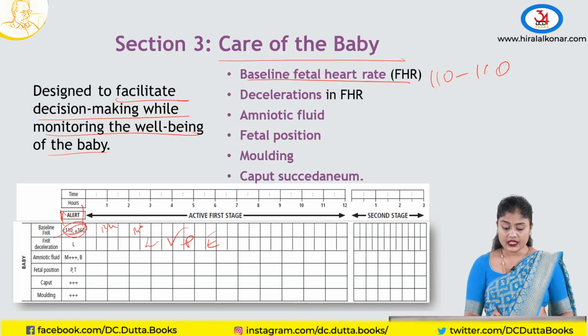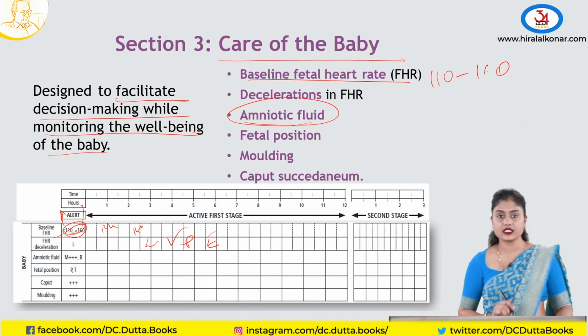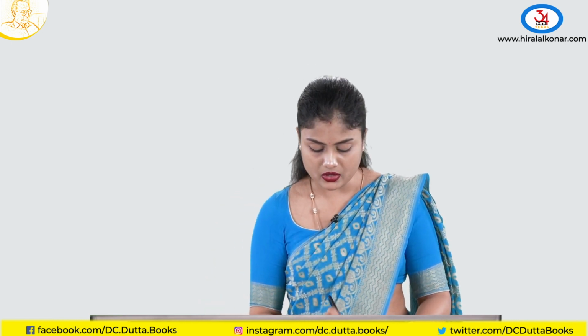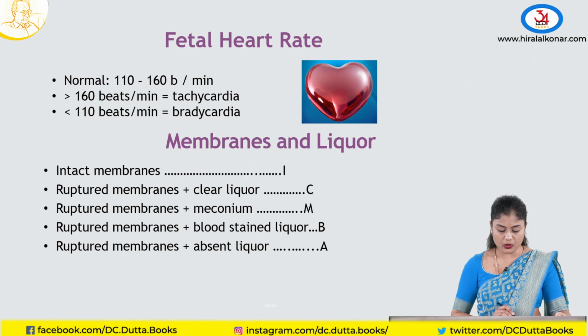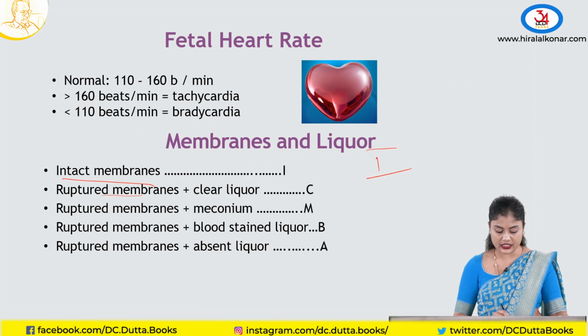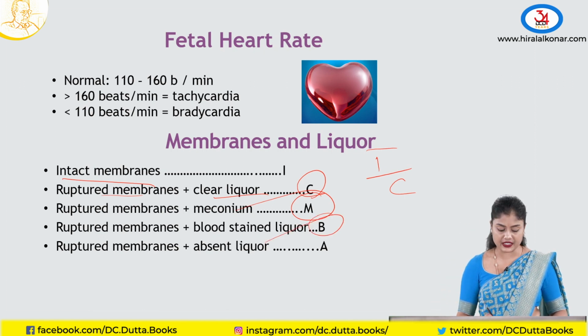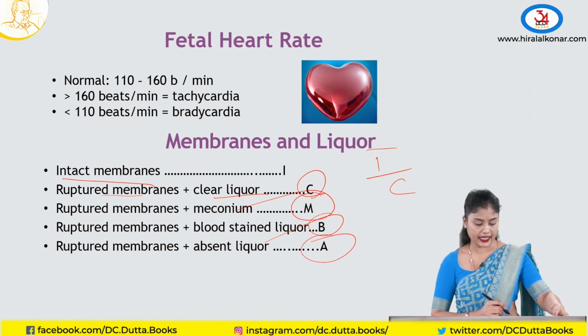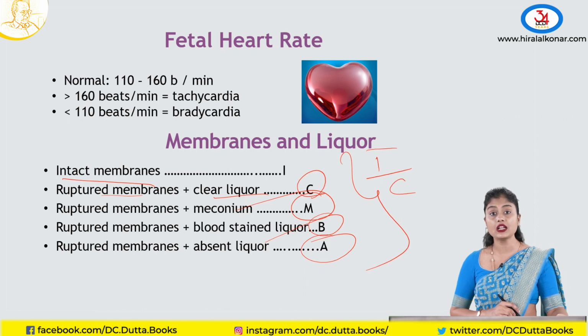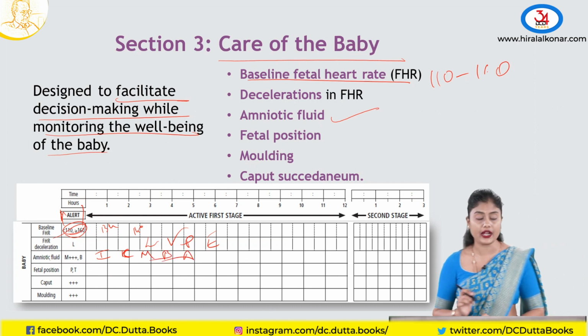Next, coming to amniotic fluid. So this is how you mention. If the membranes are intact, it is not ruptured, then you write it as I, okay. Amniotic fluid. So how do you monitor amniotic fluid? If the membranes are intact, you will write it as I. If it is ruptured and clear liquor, you write it as C, and then if it is having meconium stained liquor, you write it as M. If it is blood stained liquor, you write it as B, and if it is absent liquor or no liquor, you write it as A. So this is how you mention your amniotic fluid. You write it here, intact or amniotic fluid is clear and amniotic fluid is meconium stained, blood stained or absent. So this is how you write it.